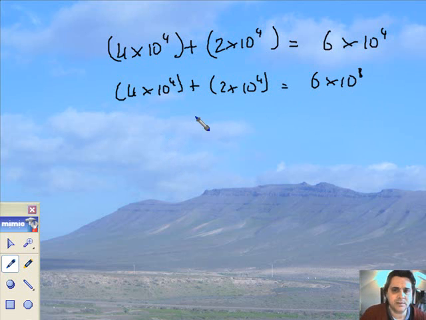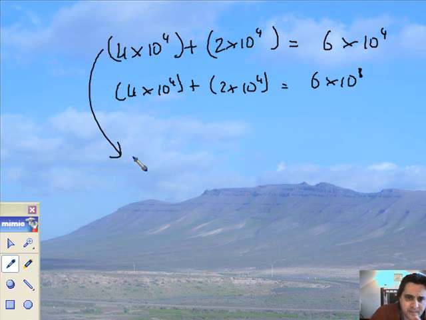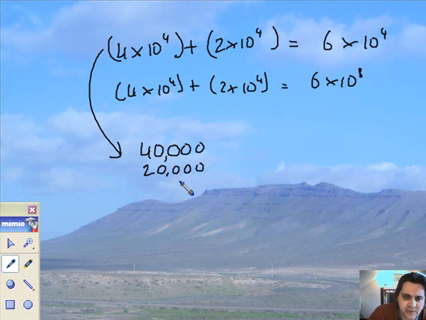Let's actually work out the sum. 4 times 10 to the power of 4, let's do the top one. We'll do that one right here. That means 4, 0, 0, 0, 0. Fair enough? And 2 times 10 to the power of 4 means 2, 0, 0, 0, 0. And I'm adding, and that makes 6, 0, 0, 0, 0. And that is in fact 6 times 10 to the power of 4.